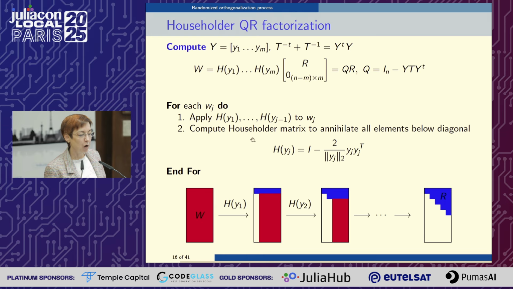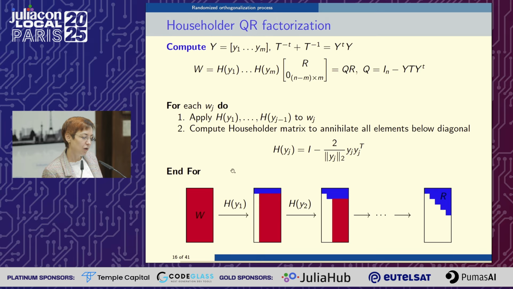Okay, now I'm moving to Householder QR factorization. That's an algorithm which is extremely stable. It doesn't depend on the condition number of W, so it's unconditionally stable. And very often it's the algorithm which is implemented if you call a QR factorization routine in different software like MATLAB, Python, maybe Julia, I think as well.